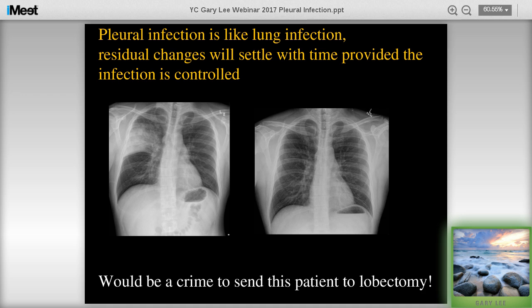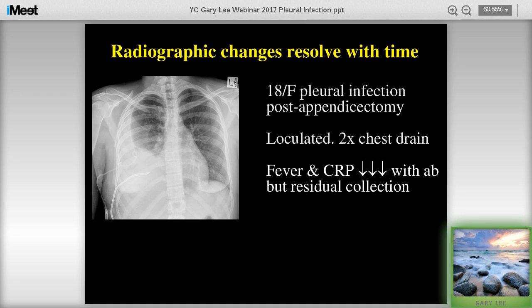If you apply the same principle of managing people with residual shadowing on chest X-ray in pneumonia to pleural infection, then I think the world will send a lot fewer patients to surgery. So this is another example.